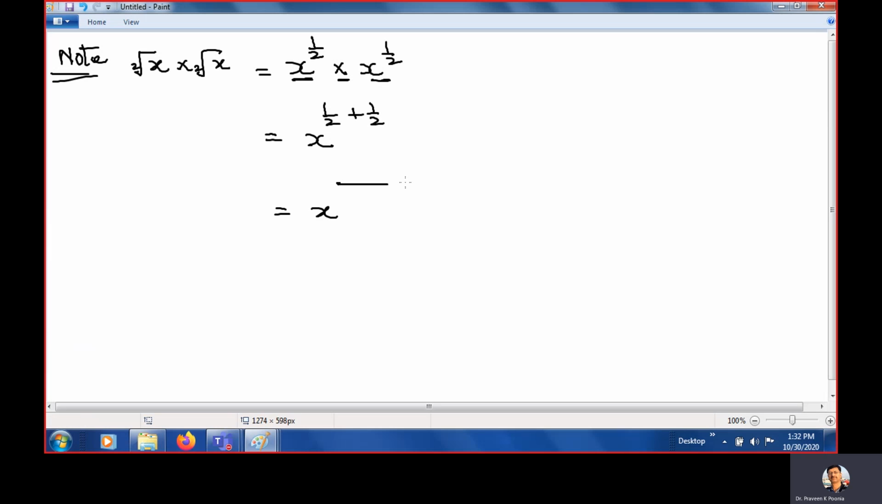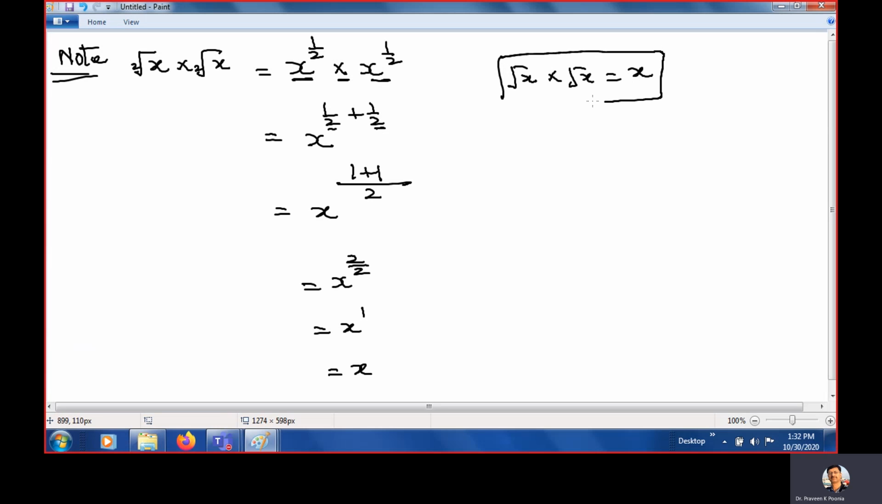Now the LCM is 2, same number down, addition of fractions. So it will be 1 plus 1, so x power 2 upon 2. 2 upon 2 is 1. That means x. So square root x into square root x is equal to x. Please remember this, it is useful at many places, because in number form I can write, especially, root 2 into root 2 is always 2. Root 3 into root 3 is 3.